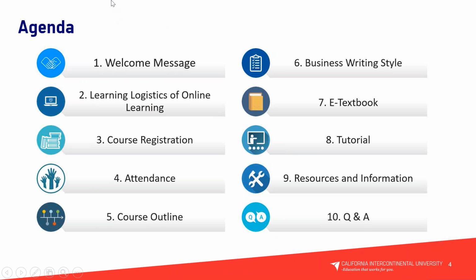Let's talk about the agenda here. Today we're going to be covering 9 things. We're going to start off with a welcome message. Number 2, talk about learning logistics of online, or the resources we expect for you to have. Number 3, course registration. Number 4, let's talk about attendance. Number 5, course outline. Number 6, the business writing style. Number 7, your electronic book. 8, we're actually going to show you what your course looks like through a tutorial. Number 9, resources and information. And then finally, we're going to close this presentation with our Q&A.